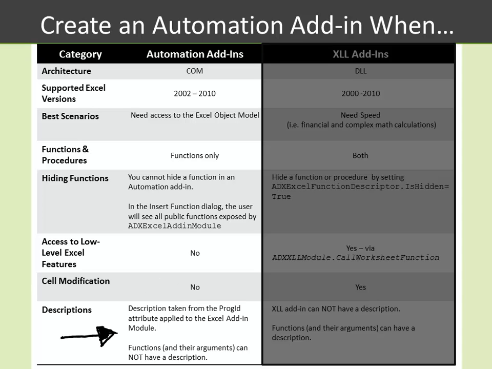In terms of descriptions, the automation add-in takes the prog ID applied in the Excel add-in module and uses that as the description for the add-in. And then functions and their arguments are not allowed to have a description within your automation add-ins. If you're looking to have descriptions, you can use the XLL add-in instead.